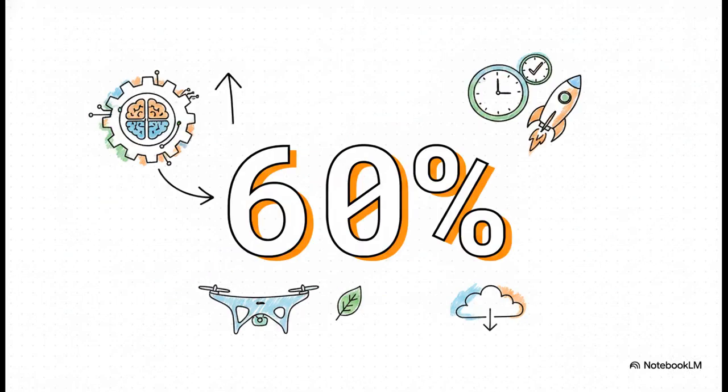By leveraging these AI systems, engineering firms are seeing up to a 40 to 60% reduction in design cycle times. They're getting to market twice as fast, creating products that are lighter, using less material, and ultimately lowering their overall carbon footprint. That is massive.